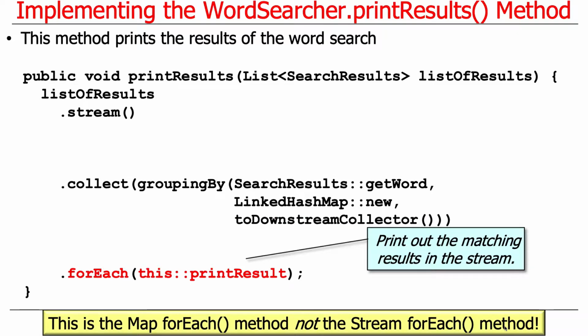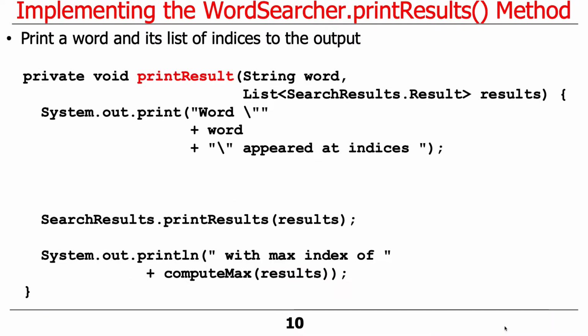And then the last thing we do is, for each element that came through here, in insertion order, we're going to go ahead and print the results out. And I'll show you printResult in a second. And again, keep in mind that this is the map's forEach method, not the stream's forEach method. And also remember, it'll be writing them out in insertion order.